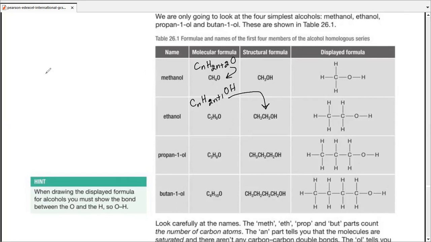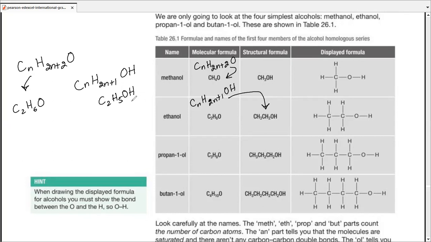Now, this one and this one mean the same thing. This yields the molecular formula, for example. And this yields the structural formula. Why do we write the structural formula like this?